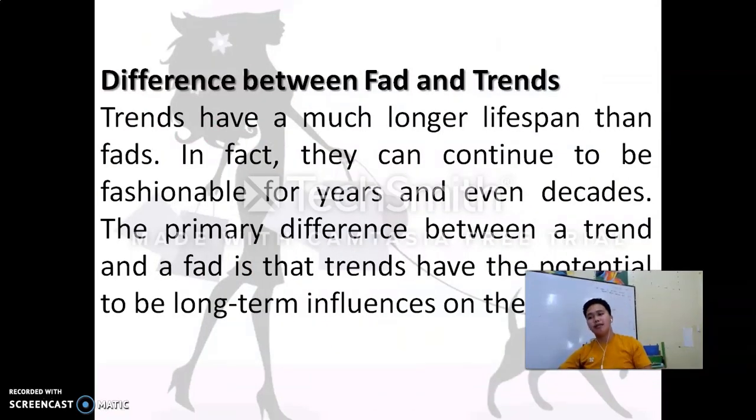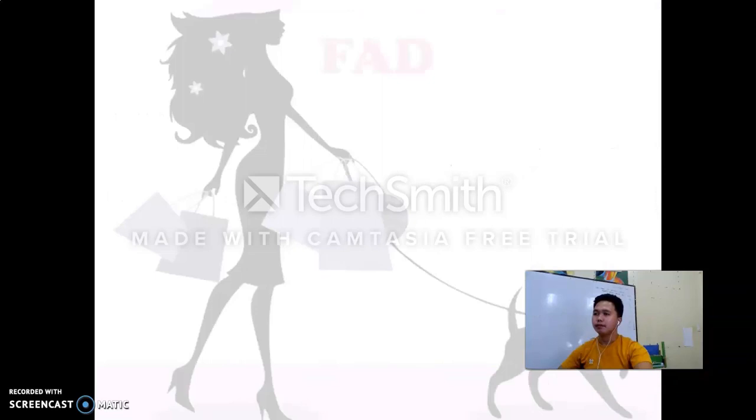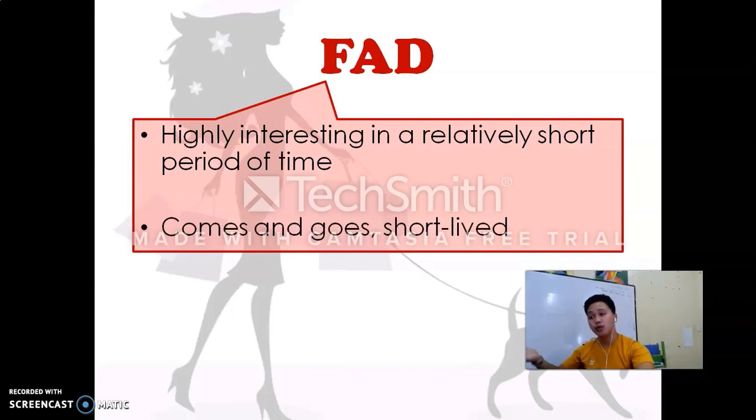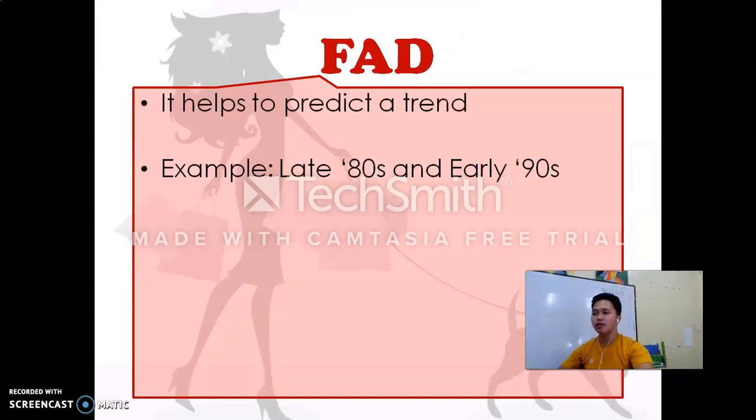So, ang differences ng fads at saka trends, we will discuss it now. So, ito. A fad is highly interesting in a relatively short period of time, comes and goes, short-lived, nawawala. A fad helps to predict a trend. So sometimes, fads help to predict trends. An example ngayon, may sumikat na isang kanta, no? So probably, it will predict a trend na maaari sunod, ganitong kanta na naman ang sisikat. Kasi siya ang sinusunod ng tao. No? Example, late 80s and early 90s.